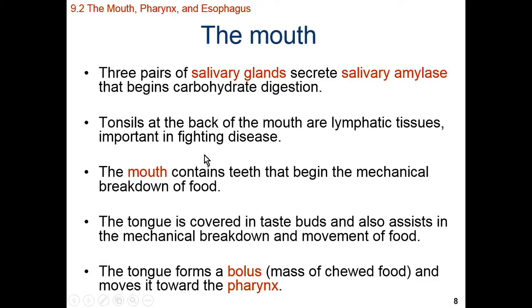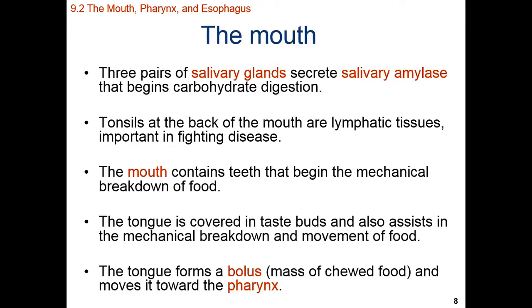Our mouth, our oral cavity, is going to have some teeth. We use our teeth to grind and slice our food as part of our mechanical breakdown or mechanical digestive process. Within our mouth, we also have a tongue, and this tongue is going to be covered with taste buds. These taste buds allow us to sample our food products and determine whether or not they are suitable for ingestion or swallowing or bringing into our bodies.